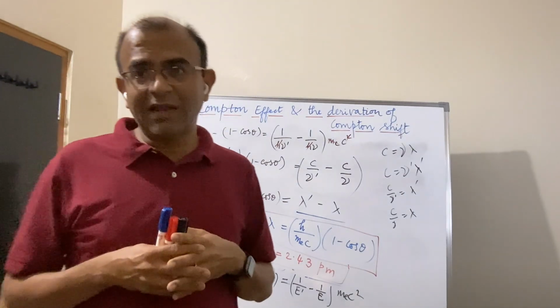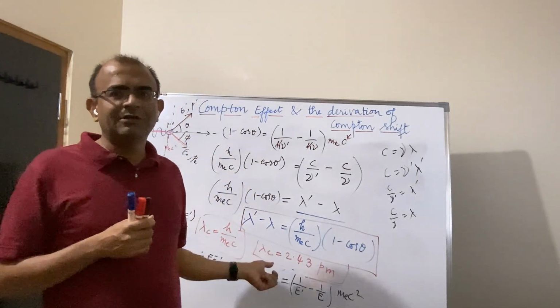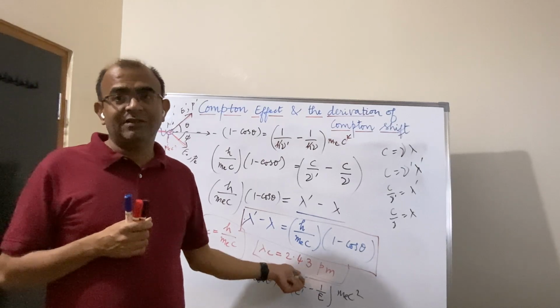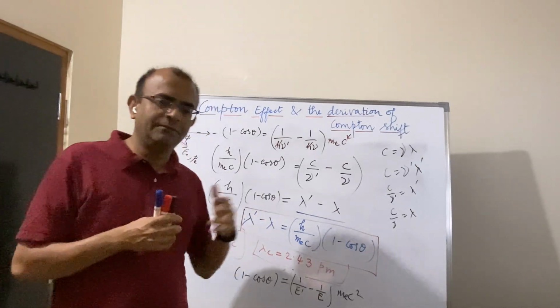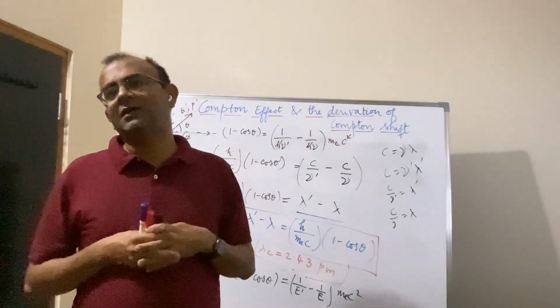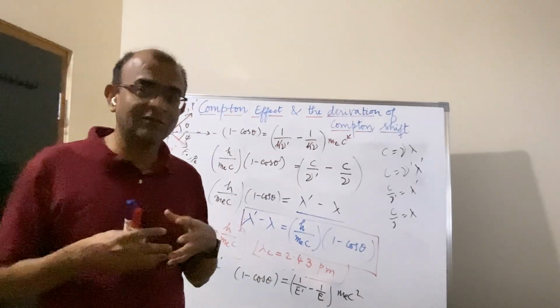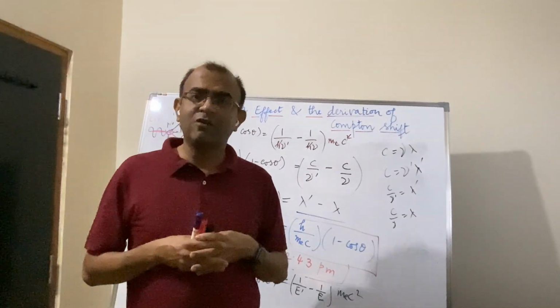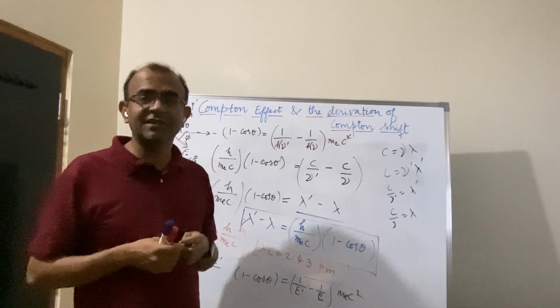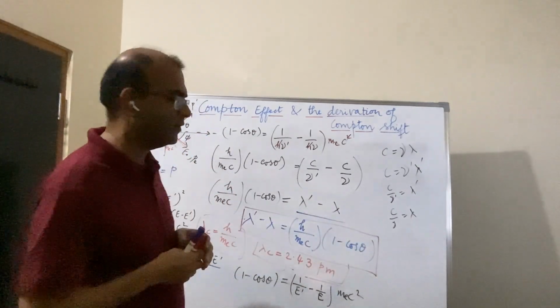But if you use visible light or ultraviolet light, the shift becomes too small a number because of the Compton wavelength of the electron being so small. And that is the reason we don't see any shift when we use higher wavelength radiations such as ultraviolet or visible light for observing Compton shift. We need essentially either X-ray photons or gamma ray photons for Compton effect to occur.